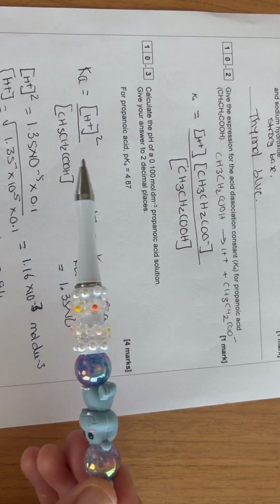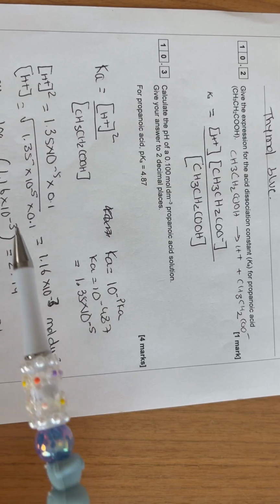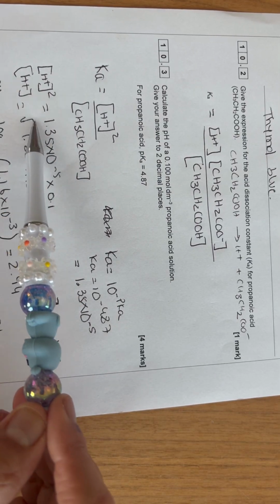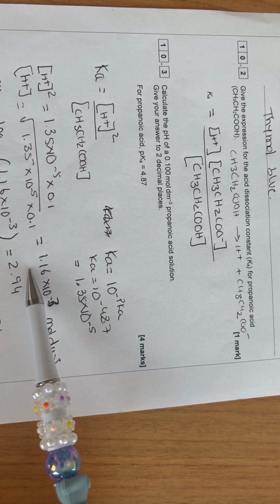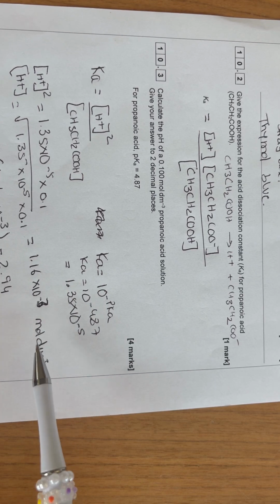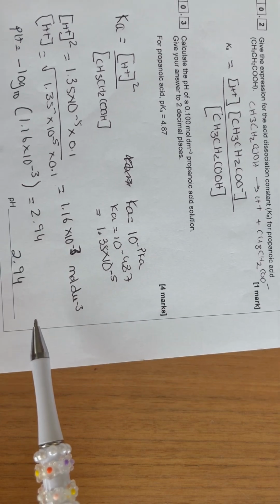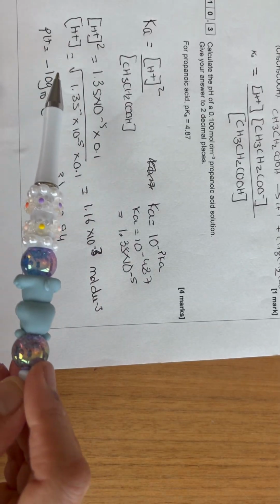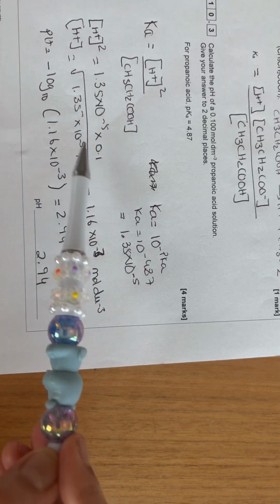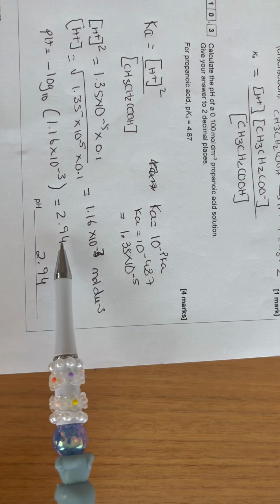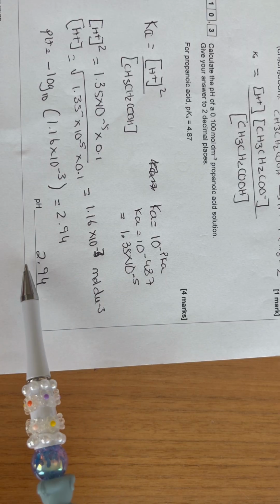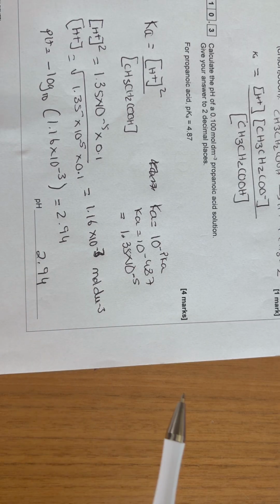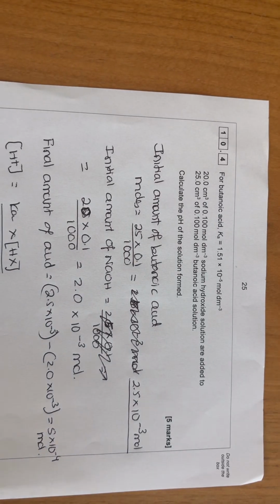And then you work out the H+ by taking the root of the whole thing. It gives you 1.16 times 10 to the minus 3 mol per dm cubed. Okay? And then pH equals minus log10 of the whole thing, which gives you 2.94. So the pH is 2.94 for that one. Thank you.